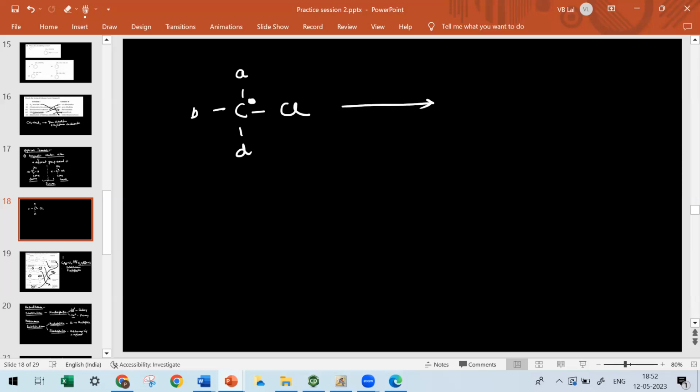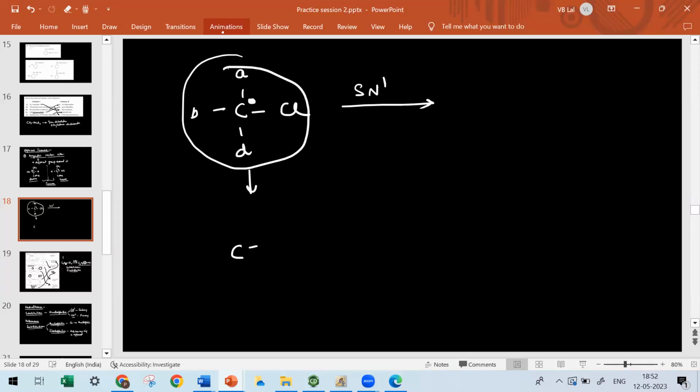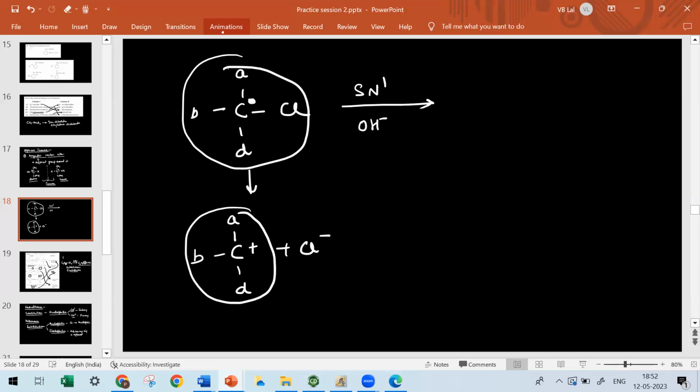Now, when this takes part in a reaction, and if the reaction is SN1, what happens? The reaction happens in two steps. First, this will break down and give me C plus, with A here, B here, and D here, plus Cl minus. Right? Now this intermediate will be formed. Now when this intermediate is formed, what happens?